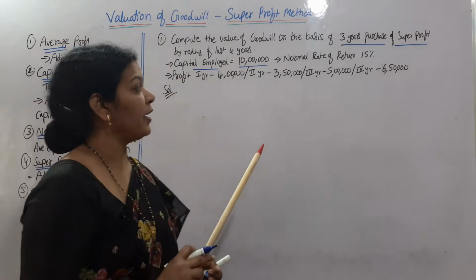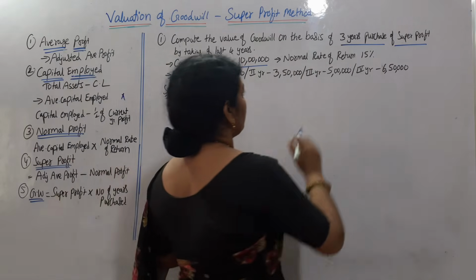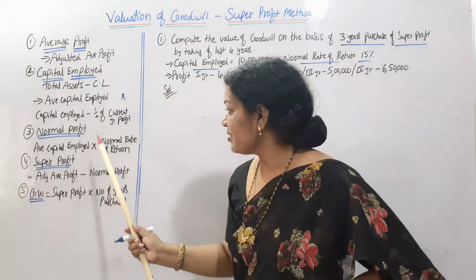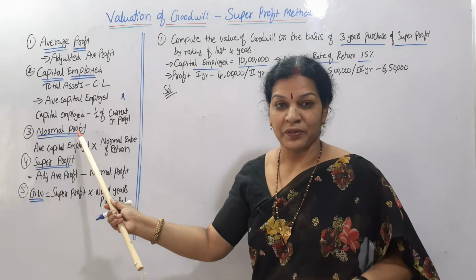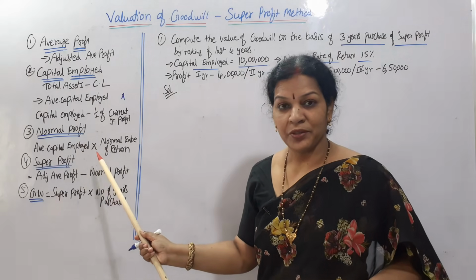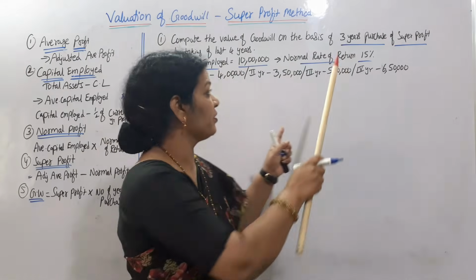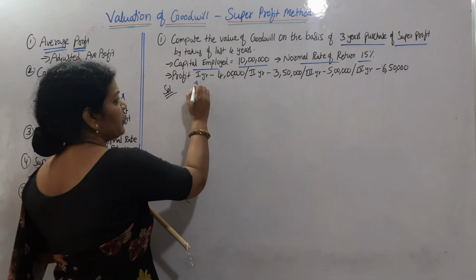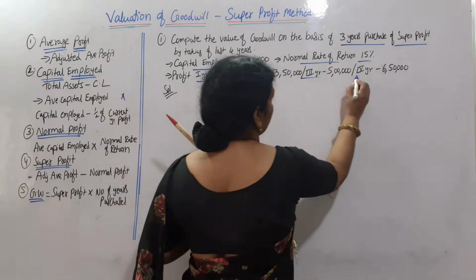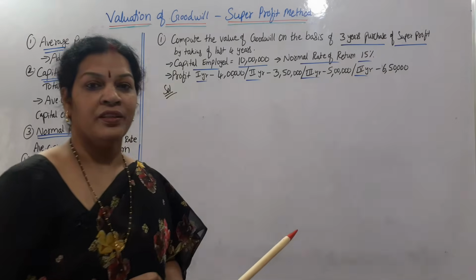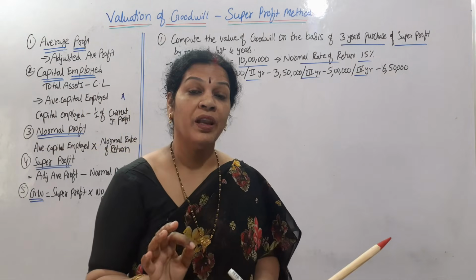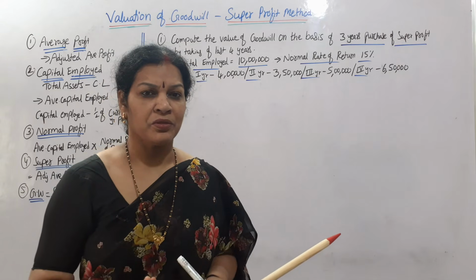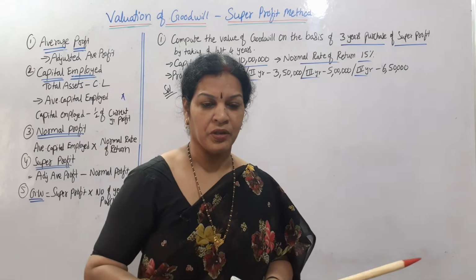Capital employed 10 lakh. Normal rate of return 15%. To get the normal profit, it is capital employed into normal rate of return, and the normal rate of return given to us is 15%. And the profit for the first year, second year, third year and fourth year is given. We need to calculate the goodwill as per the super profit method. Step by step I will work it out. Slowly you can just observe and later you can note it down.